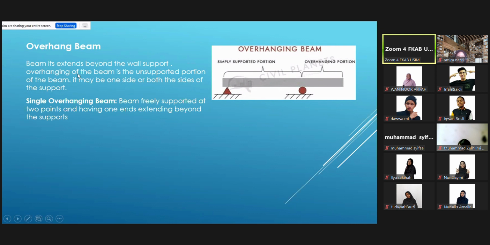Yes, the overhang of the beam is the unsupported portion of the beam. It may be on one side or both sides. This is the unsupported overhang portion. This is called an overhang beam. Single-sided or double-sided. So a single overhang beam is basically a beam supported at 2 points, having one end extending beyond the other support, as shown in the diagram here.